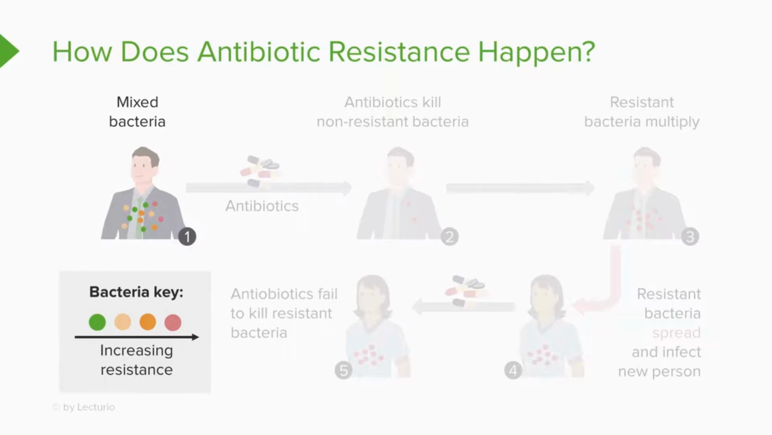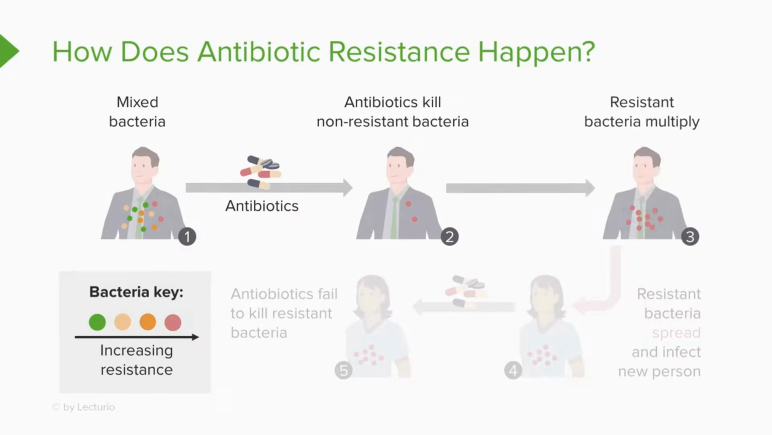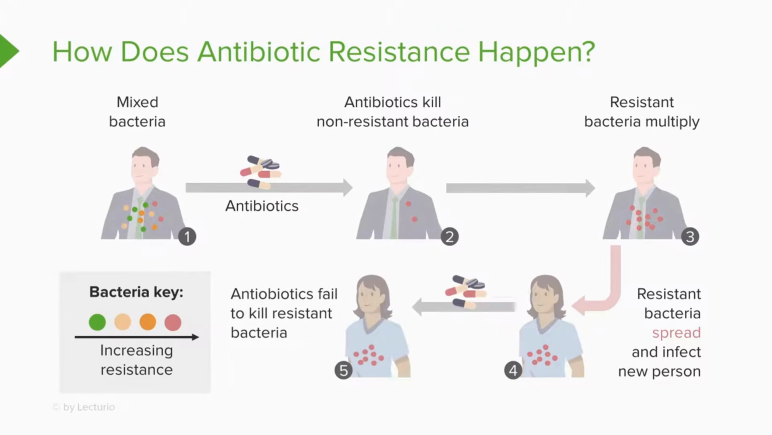You start with a variety of bacteria and they give you an antibiotic. You come in with an infection, you receive an antibiotic, and then the antibiotic kills the non-resistant bacteria. So we're moving from the gentleman in 1 to number 2. Well, now that we've killed the non-resistant bacteria, the resistant bacteria are like having a party because now they start to multiply. Then that person spreads and infects a new person, spreads that resistant bug to the next person, and now the antibiotics fail to kill the resistant bacteria. So using those steps, 1, 2, 3, 4, and 5, that shows you how you go from having an infection, using an antibiotic, and how it can sometimes turn into antibiotic resistance.